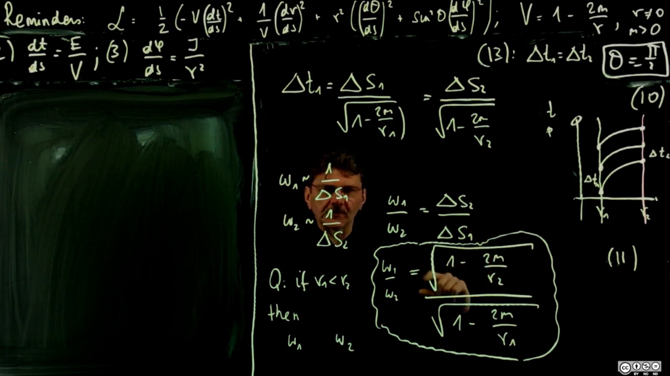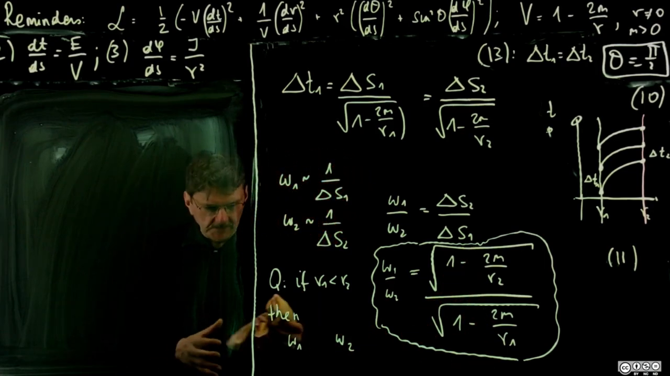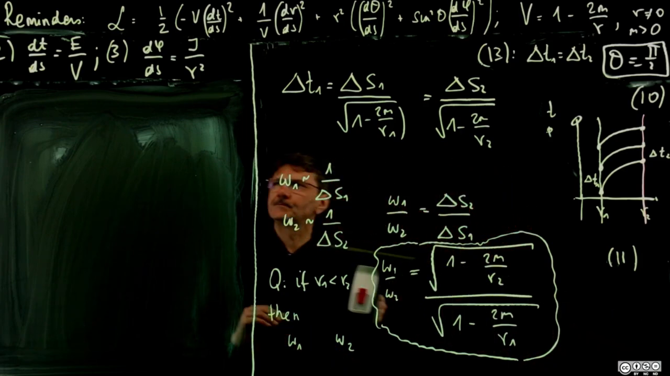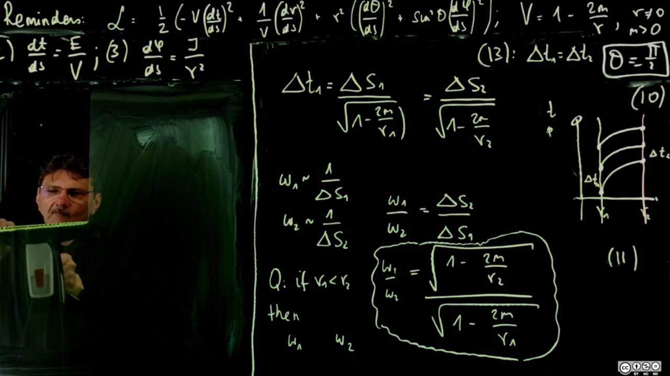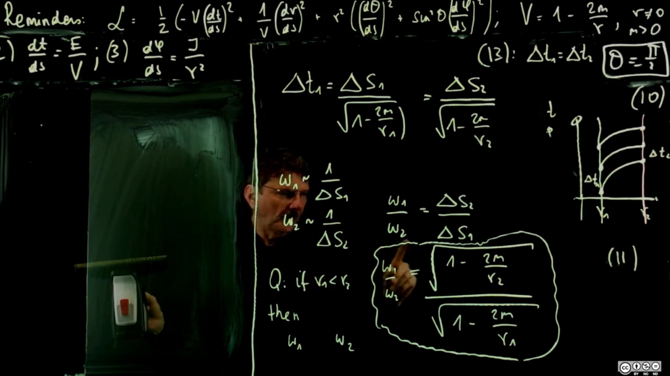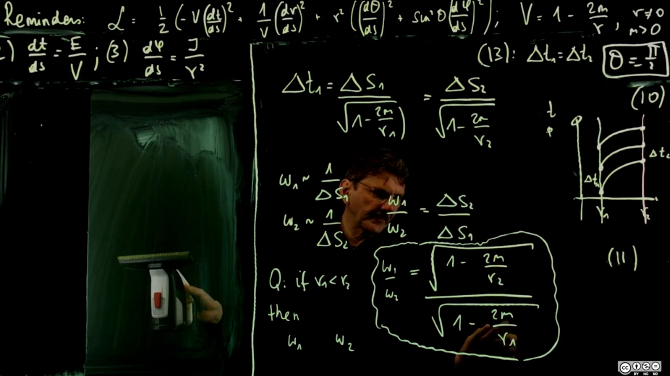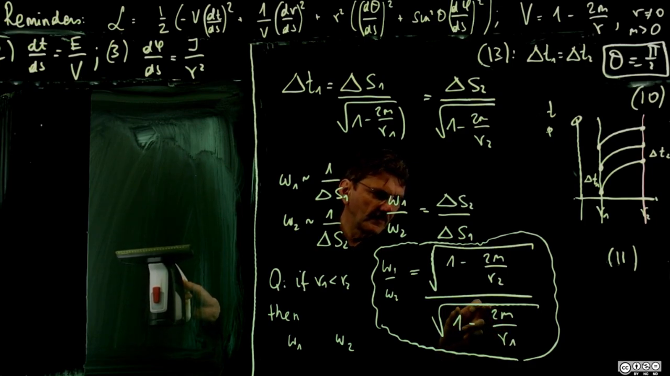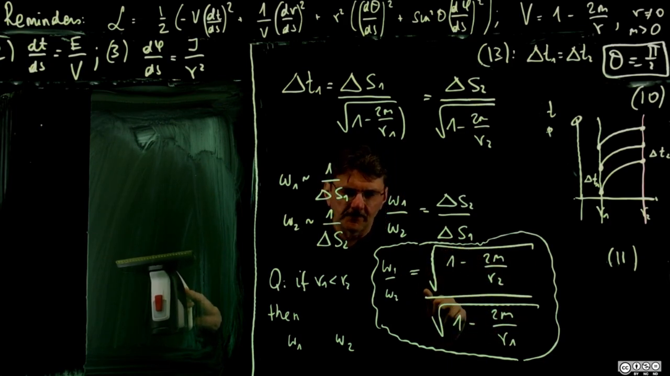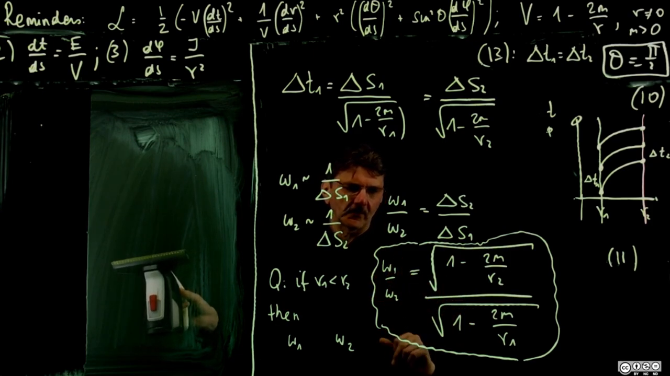How does it work? So, square root is what? It's monotonic, right? So we don't have to worry about the square root if we want to understand this ratio. And what next? Well, since R1 is less than R2, then 2m over R1 is greater than 2m over R2. Okay, so which one is larger? 2m over R1 is larger than this one. Yes. So with the minus, that turns around again, so the numerator is larger than the denominator. So this term is smaller than this one, so this is larger than one. That's the point. So omega 1 is larger than omega 2.